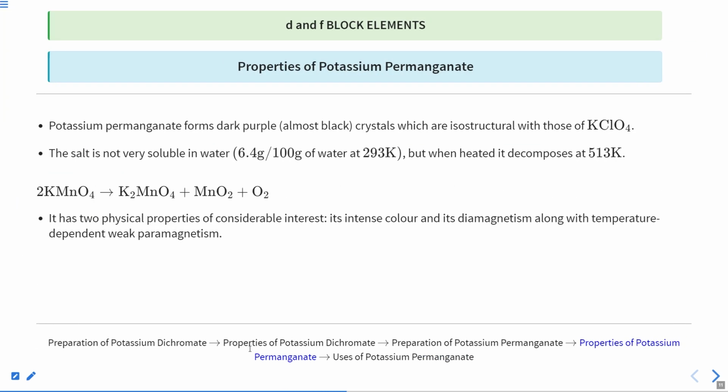If I talk about the solubility, it is not very soluble. In each 100 grams of water, there is 6.4 grams. And the structure, as I have said, is isostructural with KClO4. So MnO4 minus and KClO4 are isostructural. Clear? It has two physical attributes which are very unique to potassium permanganate. First is the intense dark purple color, and second is the variable magnetic property that is totally dependent upon temperature.